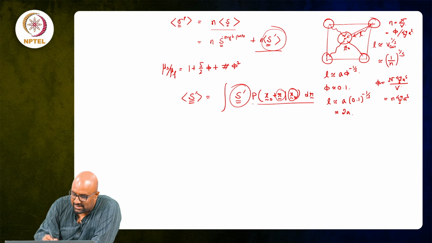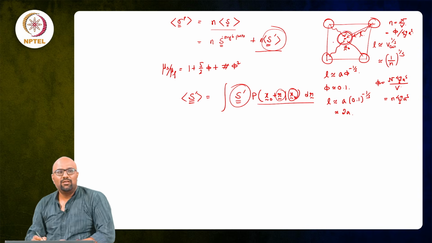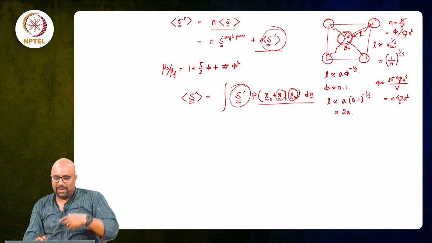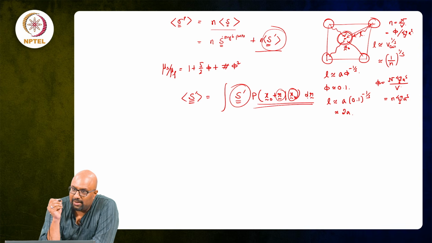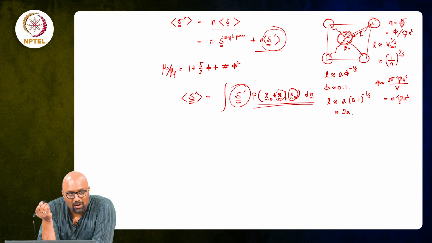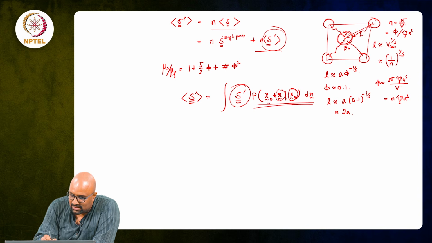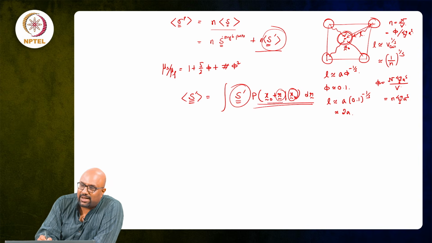The stresslet that is created due to the velocity field from the other spheres needs to be averaged with a probability, which tells us what is the probability that I find a neighbor at a distance x naught plus r if I was located at x naught. It is a conditional probability. Now, how does this scale?